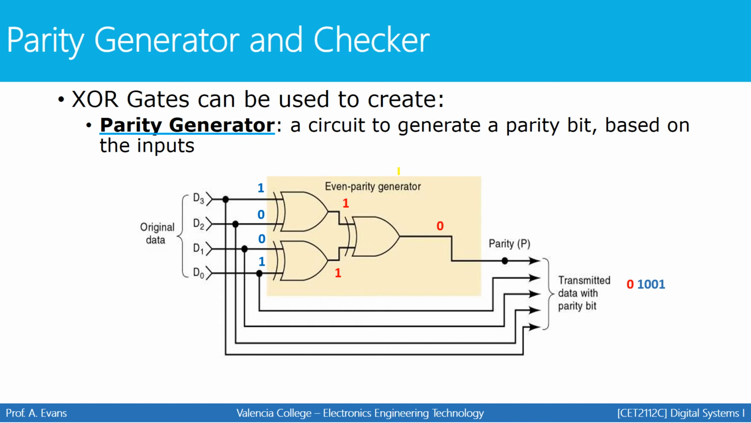Now it's made for an input of 4 bits, but you can increase the input bits. You can make this for a data set that's larger than 4 bits, but the concept will remain the same. This particular network of XOR gates will generate your parity bit for even parity.